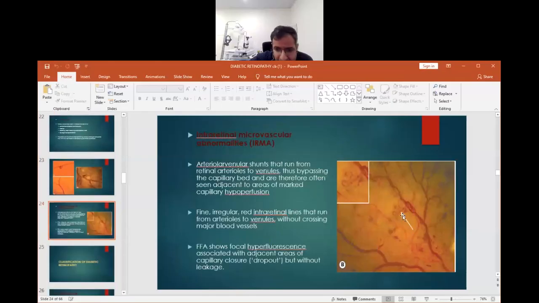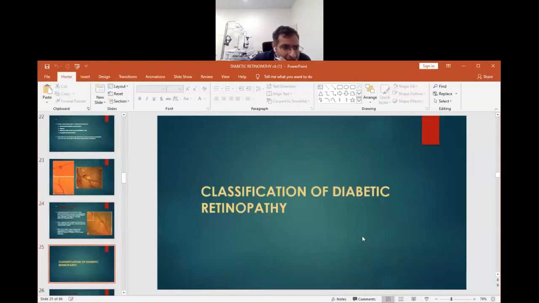And IRMAs also, how will you know about IRMAs? It will be connecting an artery and a vein. It will be connecting two major vessels, that will be IRMAs. If they are not connecting the major vessels, what will it be? NVE. Any doubt? Other people?